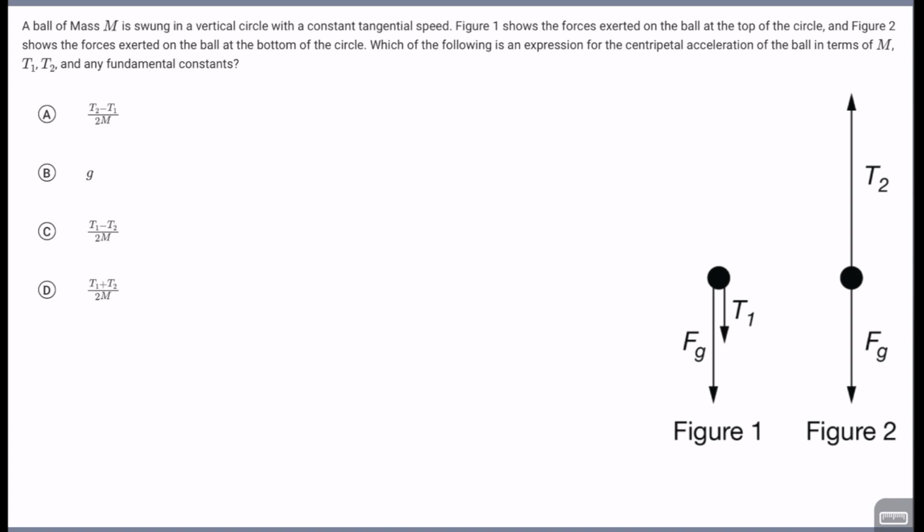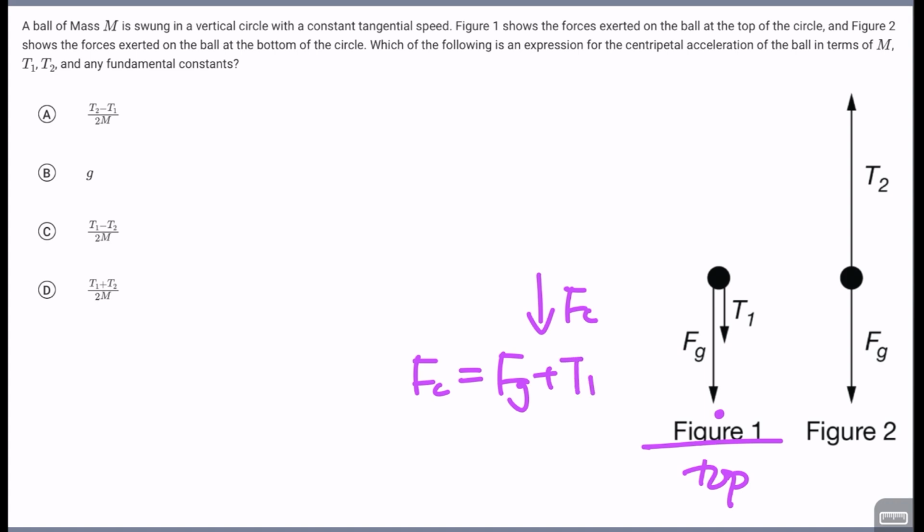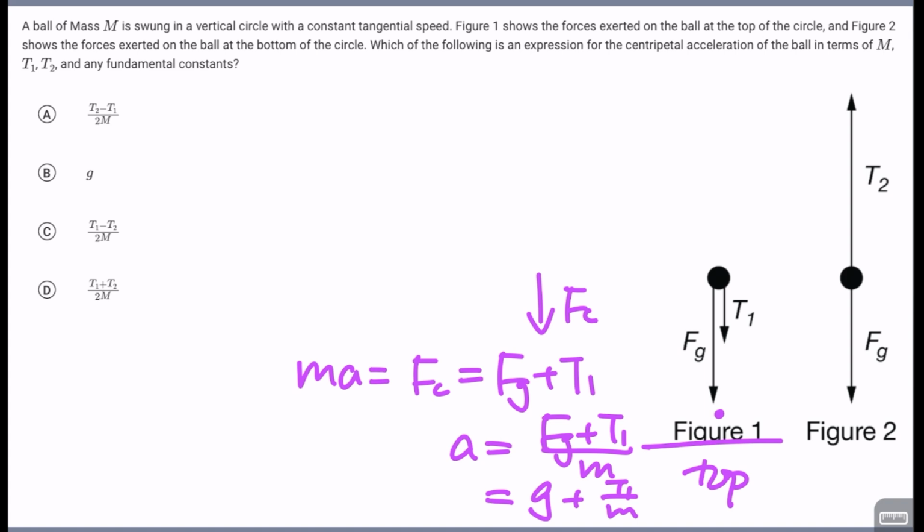Okay, so figure 1 represents the ball at the top. Well, we know that at the top, the center would be downward. So centripetal force also points down. So here, Fc is equal to Fg plus T1. So ma is equal to Fg plus T1. Acceleration a is equal to (Fg plus T1) divided by m, which is equal to g plus T1 divided by m. Well, I don't think any of the options A, B, C, D refer to that.